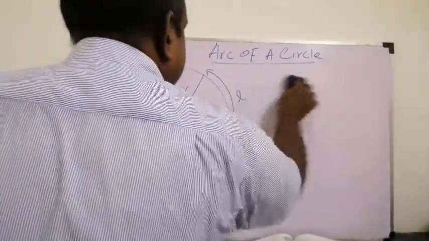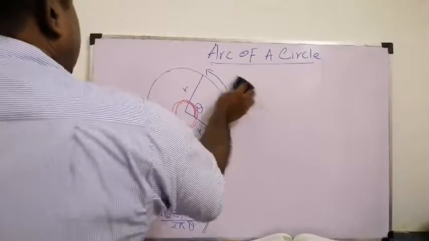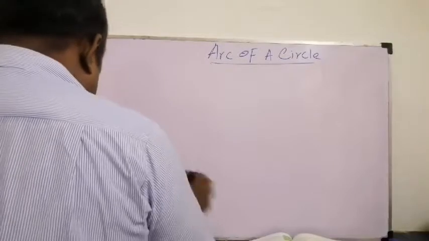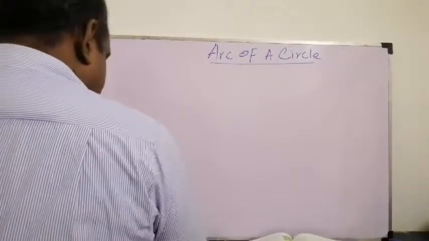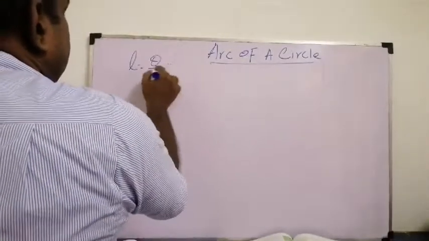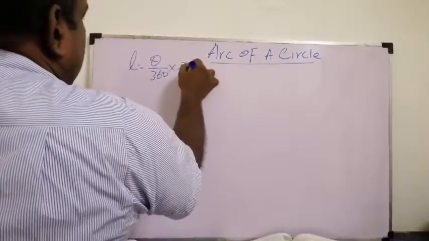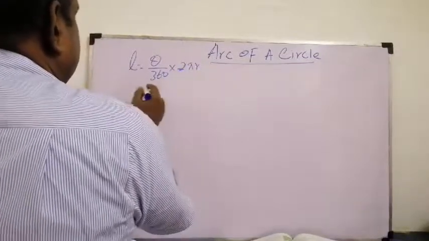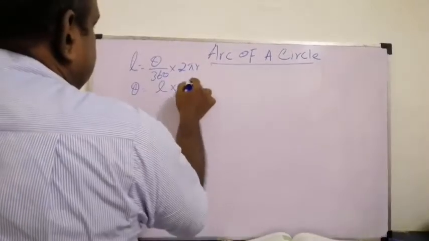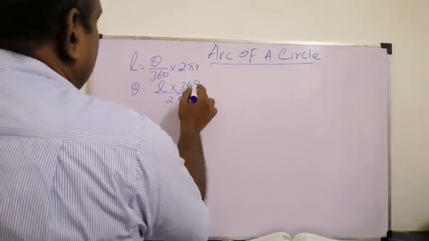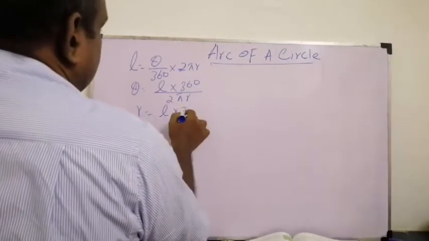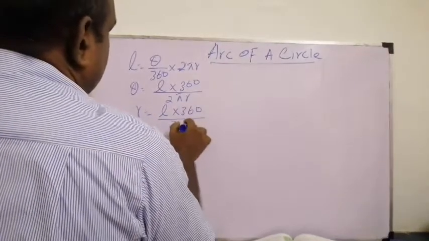I'm going to do one question for each category. We'll see how that works for us, right? Okay, so I'm going to write the equations again. I will write L is equal to theta over 360 into 2 pi r. The next one is theta is equal to L into 360 over 2 pi r. Okay, next one, r is equal to L into 360 over 2 pi theta.